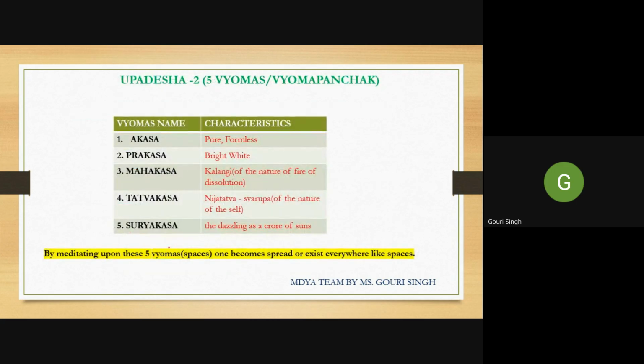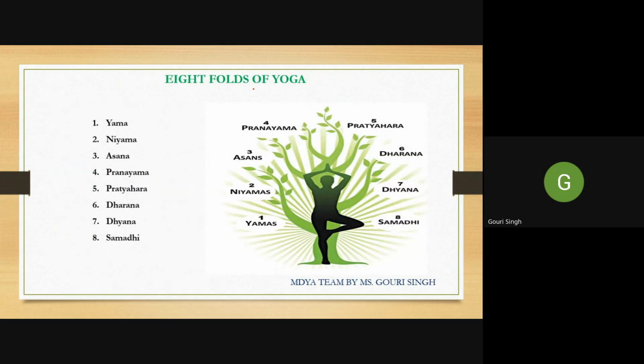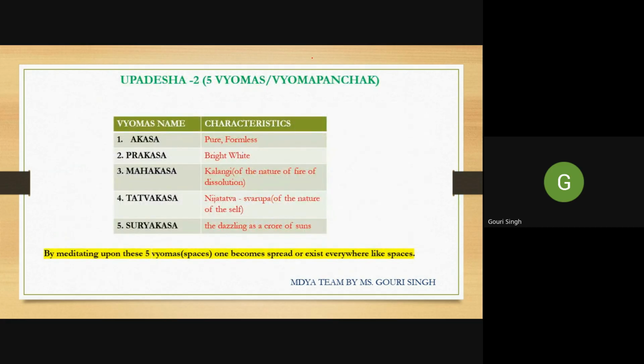The next, after lakshyas, are the vyomas, 5 vyomas. Let me complete it today, the vyomas. And tomorrow we will go for the 8 folds of yoga. The 5 vyomas, this is your previous year question. Question 1: what are the 5 vyomas? You need to arrange it in the sequential order.